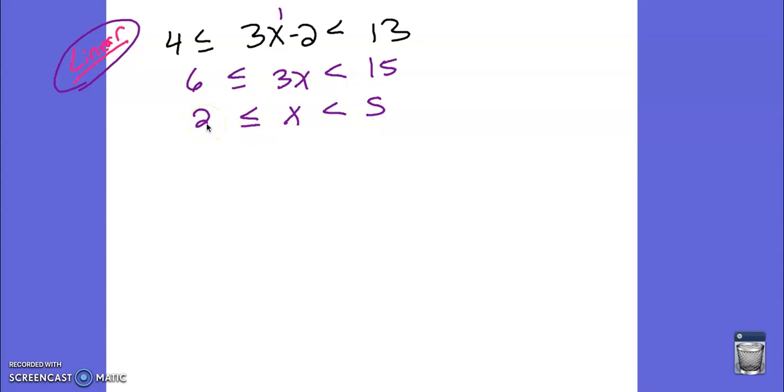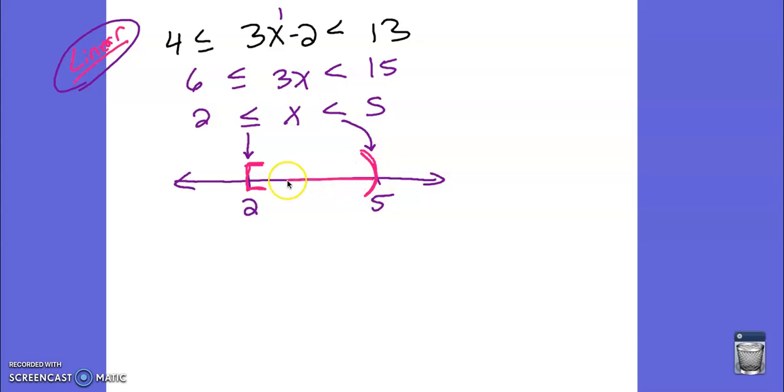Now, the line, first of all, will look like this. So we have 2 and 5. And notice normally here we would put a closed circle. Here we would put an open circle. But let's practice using the brackets and the parentheses. That way it's an exact duplicate of the interval notation. So here we're going to use brackets because it has an equal sign with it. Here we're going to use parentheses. And it's all the numbers in between 2 and 5.